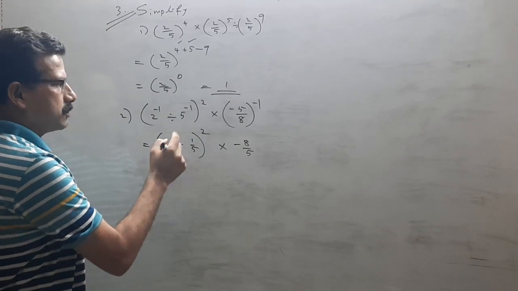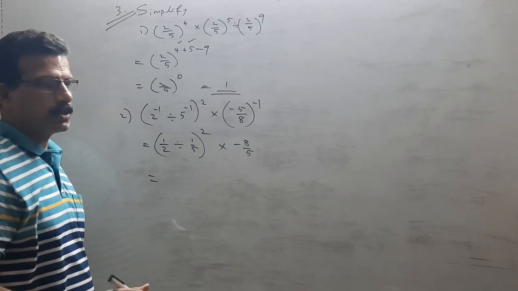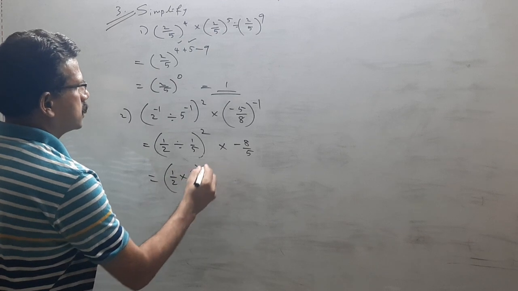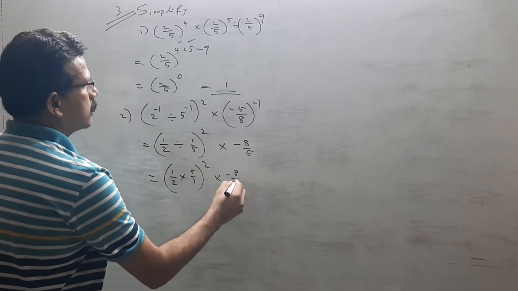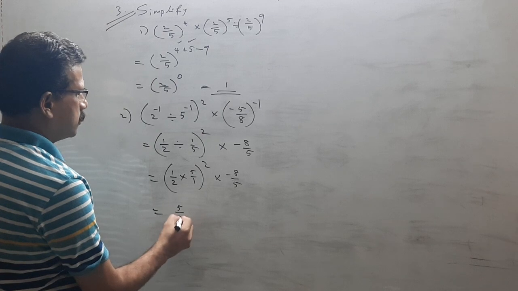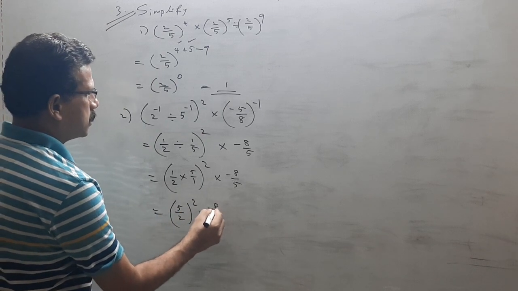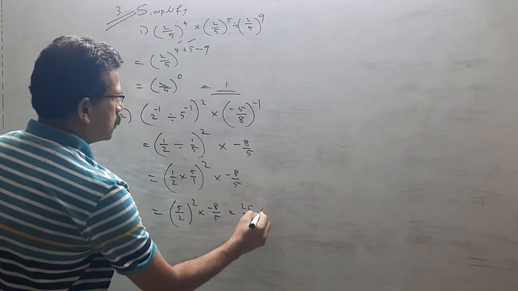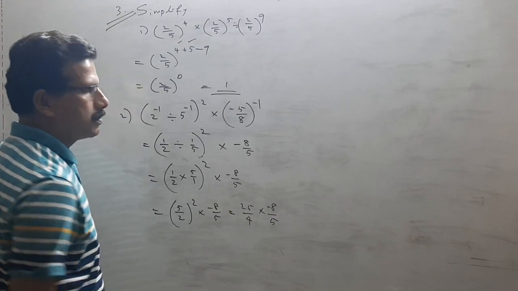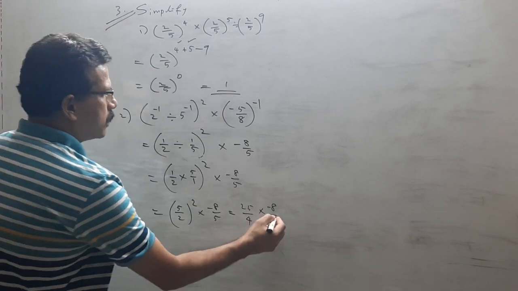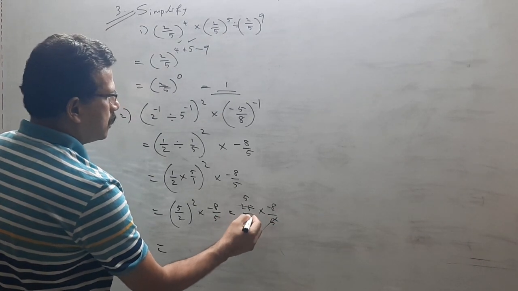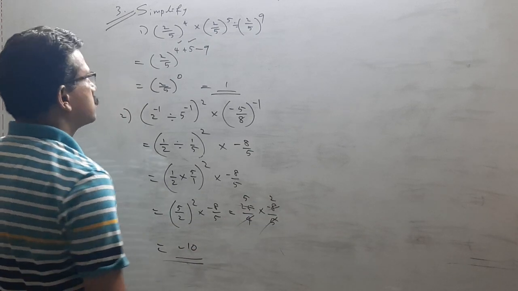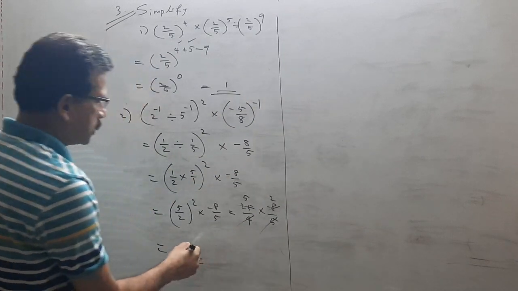Okay. Division means multiply by the reciprocal. So 1/2 into 5/1 all raised to the power 2, into −8/5. It is becoming 5/2 only. (5/2) squared into −8/5. What is this? 25/4 into −8/5. We can do cutting. 5 5s are 25, 4 2s are 8. That means −10. Not only simplified, we are automatically getting the answer also.